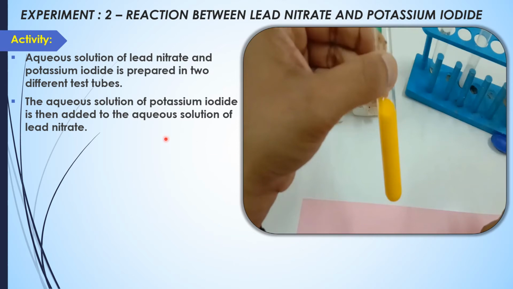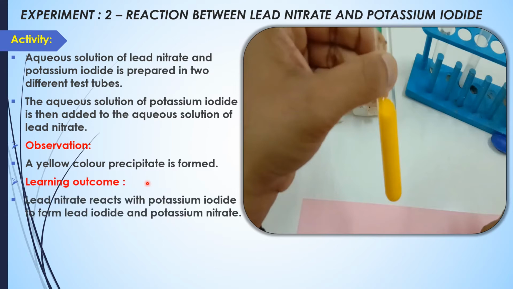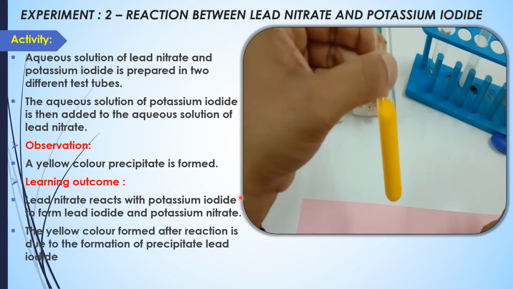So what are the observations made here? A yellow color precipitate is formed. So how does the yellow color precipitate formed here? What was the chemical reaction involved in this process? So what happens here is lead nitrate reacts with potassium iodide to form lead iodide and potassium nitrate. The yellow color formed after reaction is due to the formation of precipitate lead iodide.